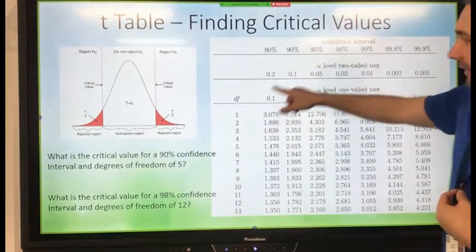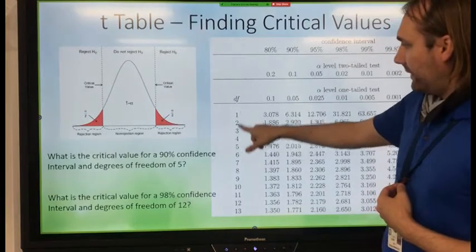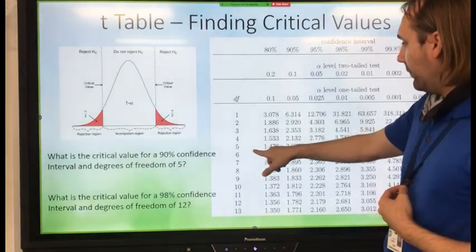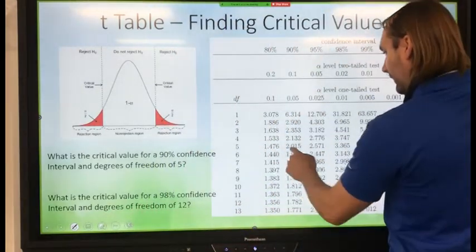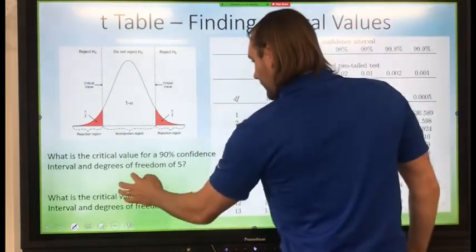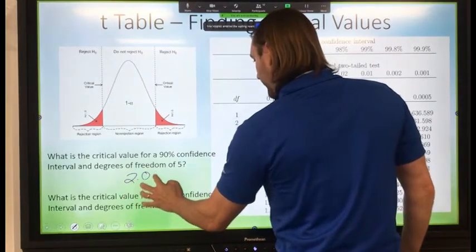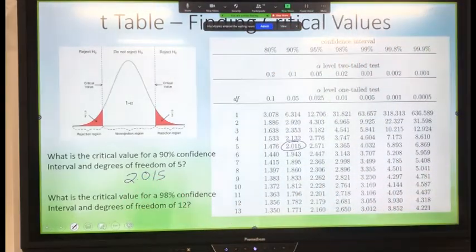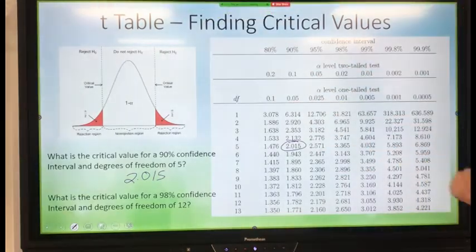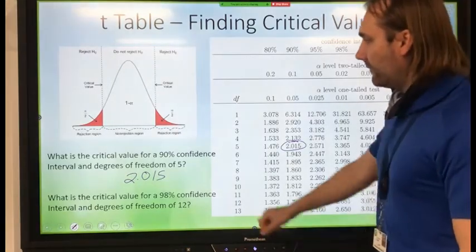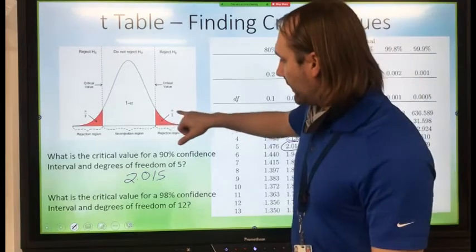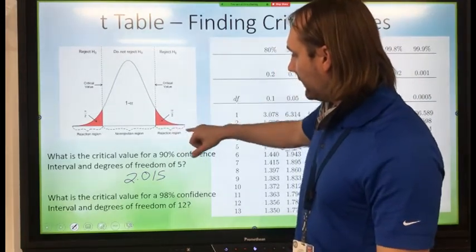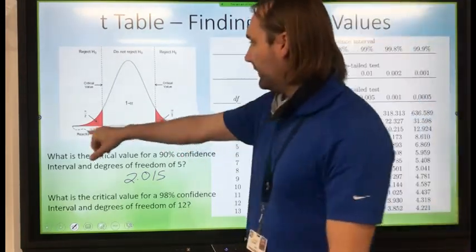Right here. I want to see degrees of freedom, so that's what this DF means, of 5, and where do I see 90%? 90%, degrees of freedom of 5, right here at 2.015. That is my critical value. So if I was talking about a one-tailed test, my critical value would be probably right around here at alpha 0.05, and if it was a two-tailed test, it would be a positive and negative value.